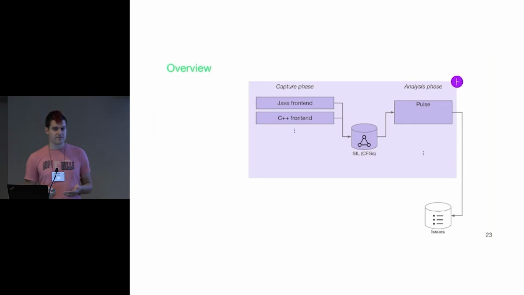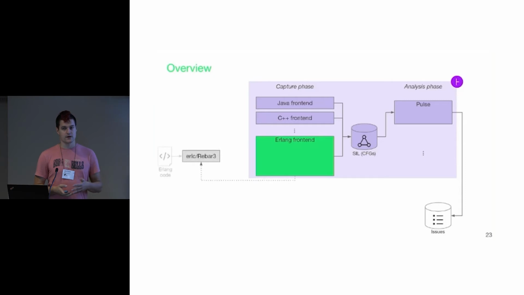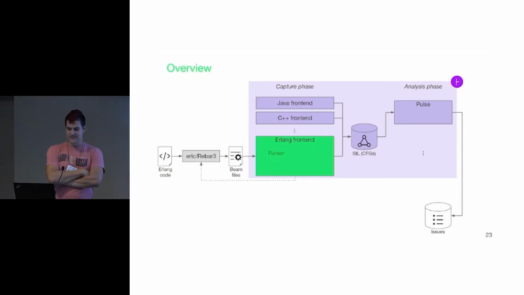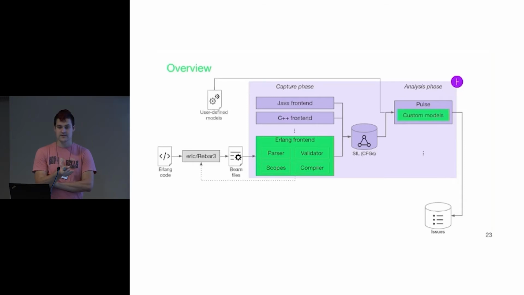And to add support for Erlang, obviously, we had to add an Erlang frontend. And we use erlc and rebar3 to take the Erlang code and compile it into BEAM files with some special flag that will preserve the AST in the BEAM file. Okay, so I think I was at the point where I mentioned that we compile the AST that we get from the BEAM files into the intermediate representation. But then for certain built-in data structures or built-in functions, we had to add some custom models to the analysis so that it understands the semantics of this Erlang stuff. And as you will see later, we can also use some user-defined models to alter the behavior.